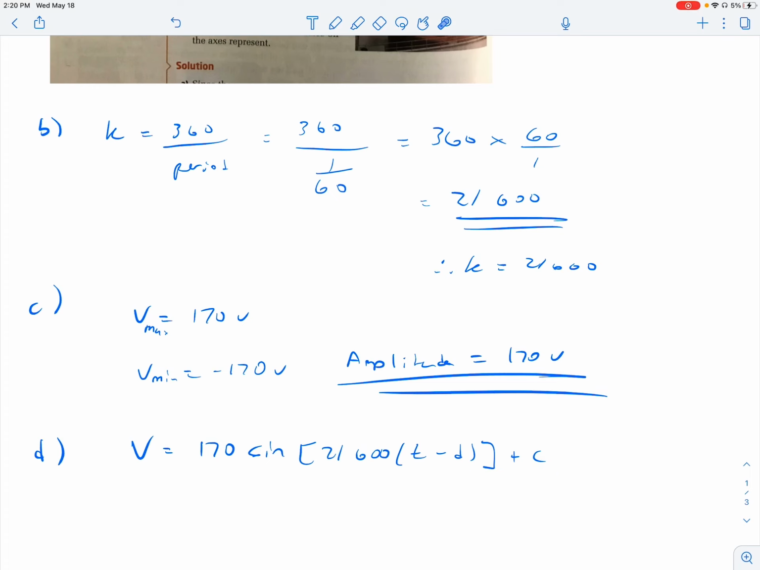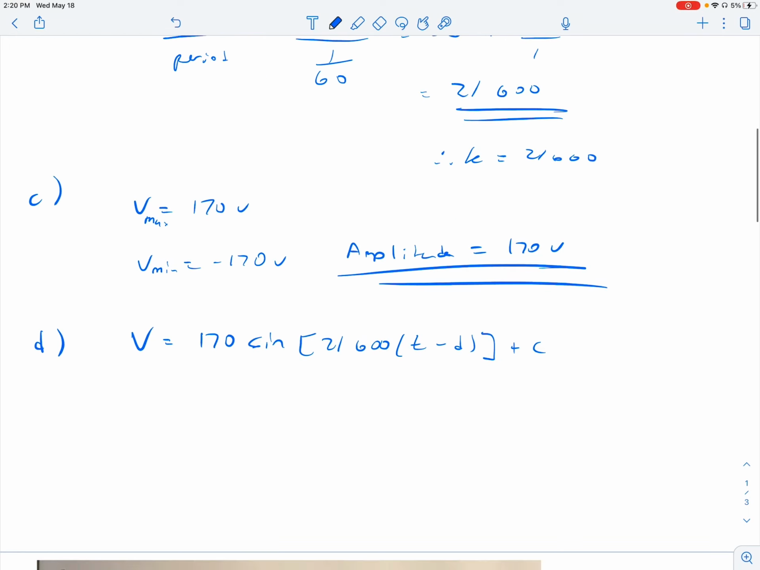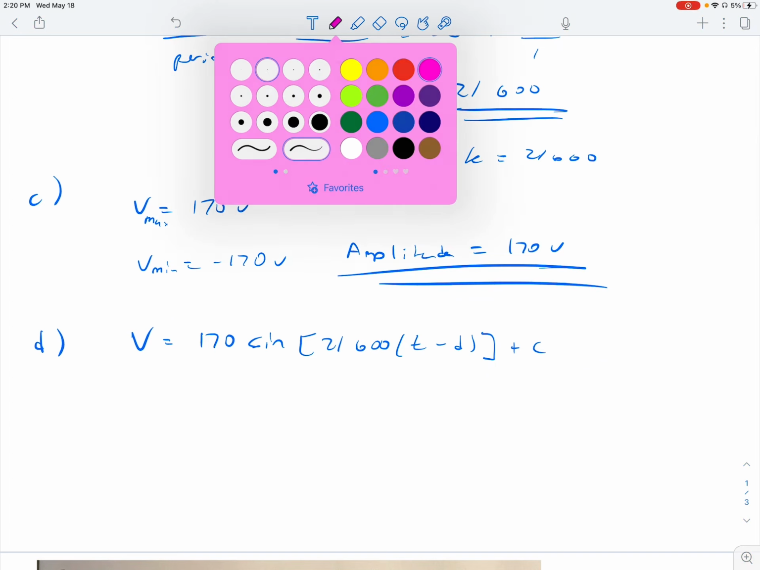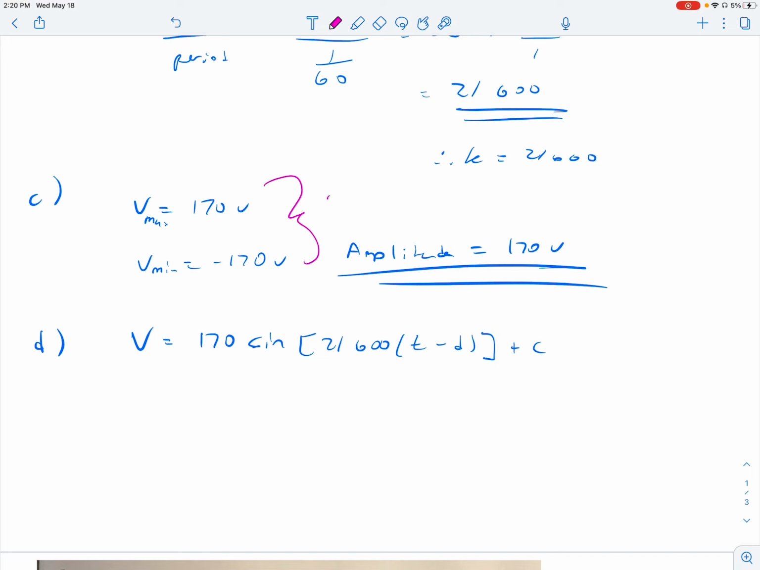So the nice thing when you're trying to model voltage, if the max is 170 and the minimum is negative 170, that means that C should be equal to 0. We can tell that the middle value between these has to be 0 because they're positive 170 and negative 170. So we now have a value for C.